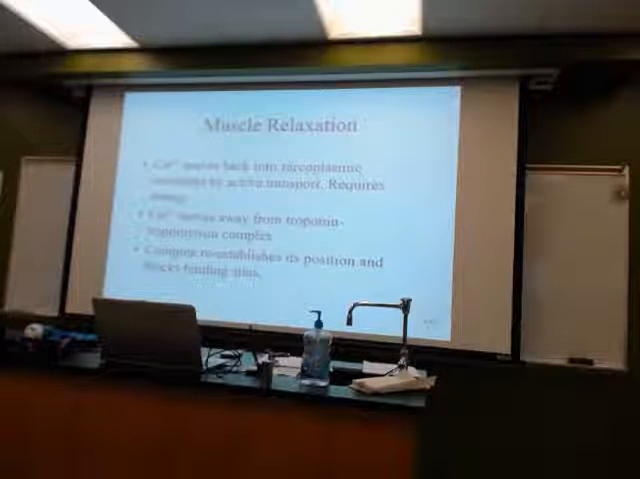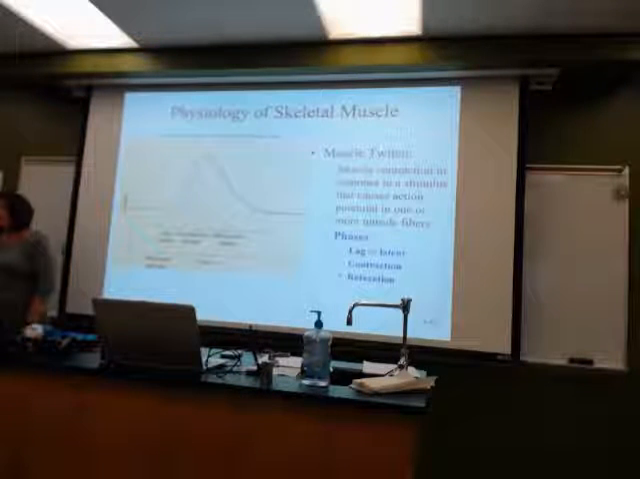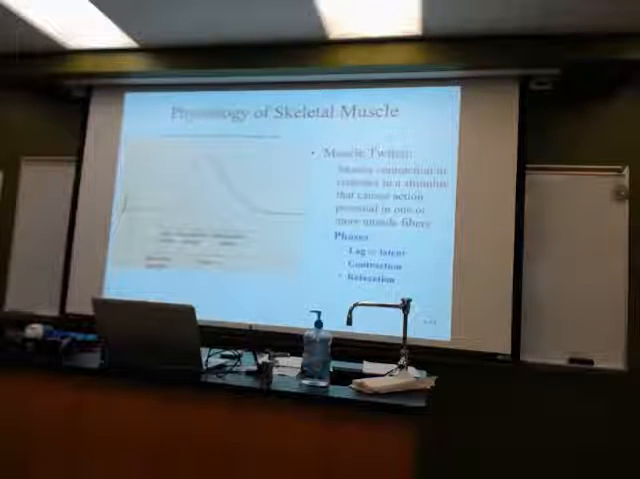That means calcium pulls away from the troponin. So the troponin-tropomyosin complex is going to now shift again. And when that shifts, it covers back up those binding sites on the actin. And therefore, the binding sites are no longer available. If they're not available, myosin heads can't attach. Pretty cool. That's all we need to know for relaxation.